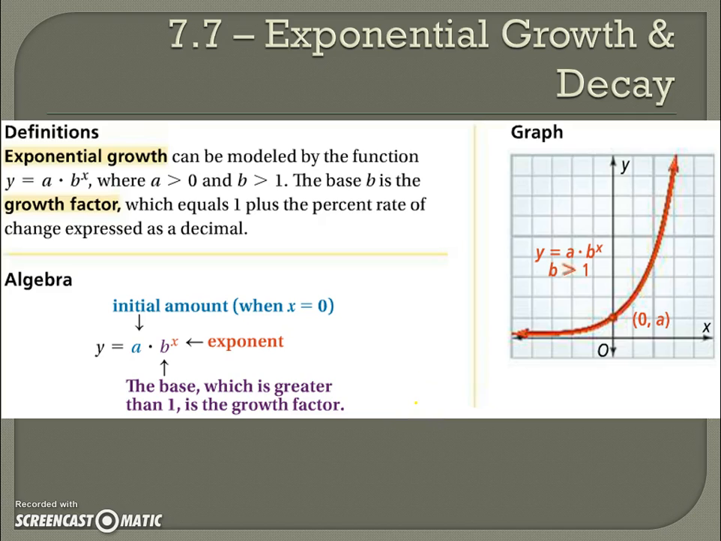Exponential growth is modeled by the function y equals a times b to the x, where a is greater than 0 and b is greater than 1. The base b is the growth factor, which equals 1 plus the percent rate of change expressed as a decimal. So you want to make sure you have all of this copied down because this will tell you how to do this. Today is mostly going to be evaluating, or kind of like a plug and chug.